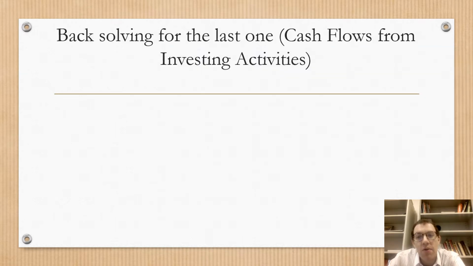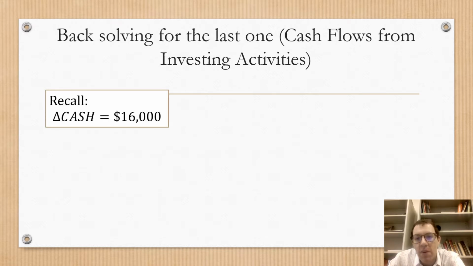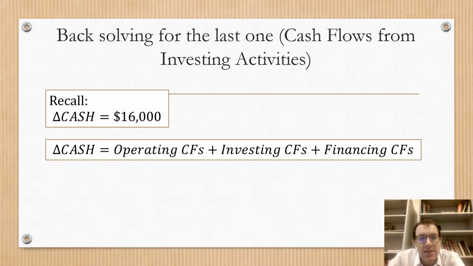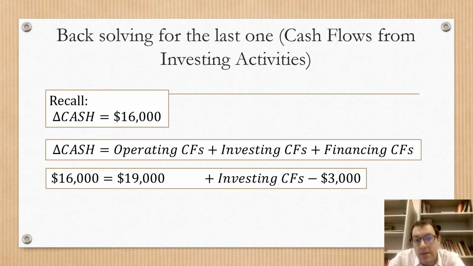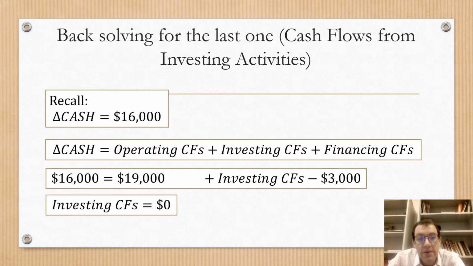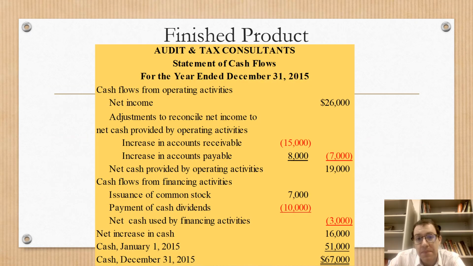Now what you can do is back solve for the last one. And so remember, our cash went up $16,000 overall. And like I said, that has to go into one of three categories: operating, investing, or financing. We've already solved for operating and financing, and so you just plug it in. Remember, operating is 19, financing negative 3, and you see that there were no investing activities this period, no cash flows from investing. So with that in mind, the final product is going to look like this.